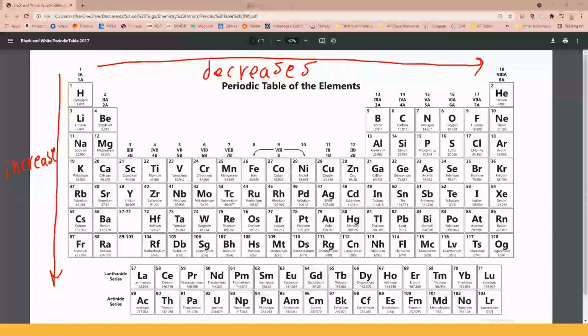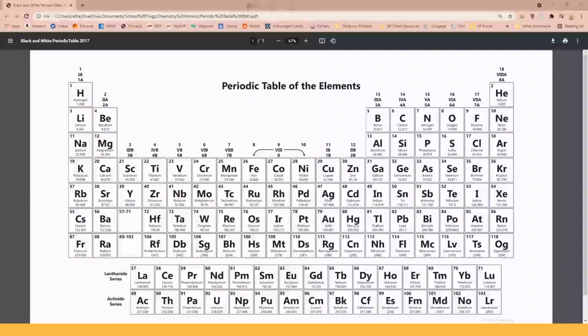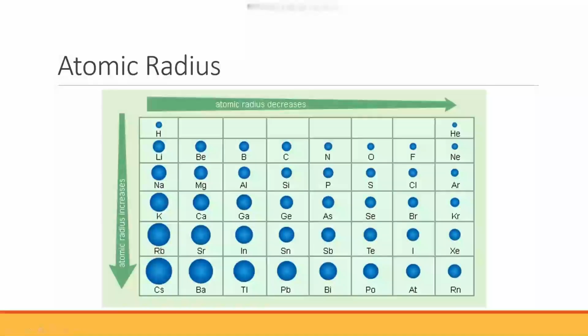This is one of the main ones that we spend a lot of time talking about, shielding and all that sort of stuff. Now let's quickly show a diagram that shows everything that I said. Going from left to right, atomic radius decreases, so elements to the right are smaller than elements to the left. And going from top to bottom, atomic radius will increase.